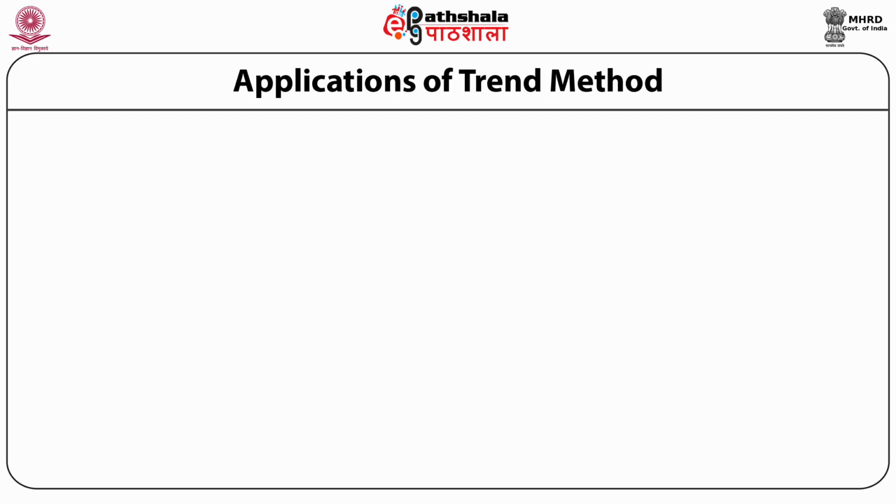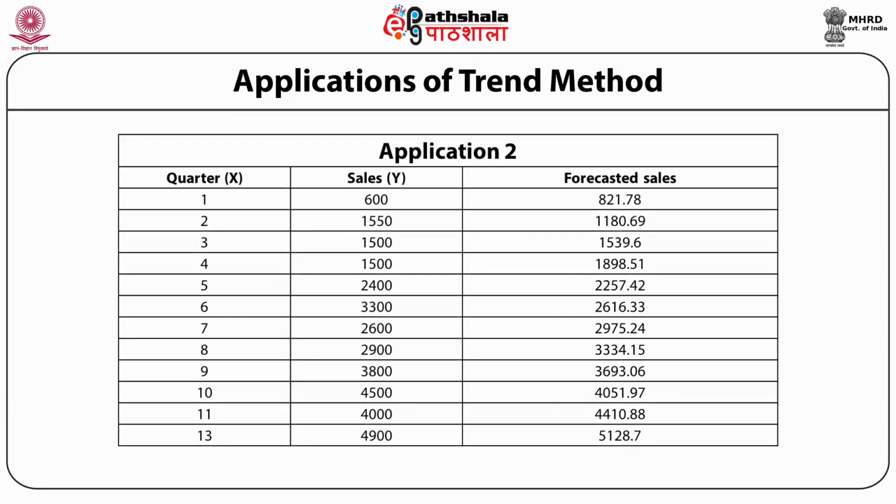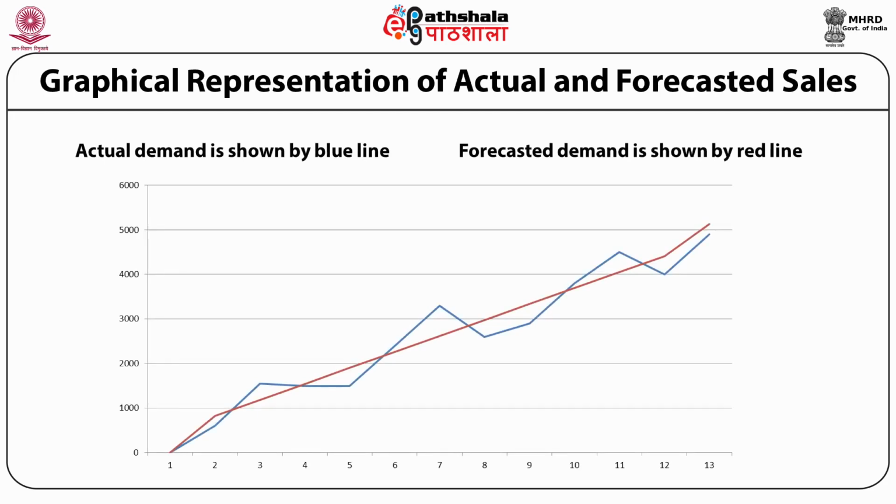The purpose of this slide is to illustrate application 2, which is the comparison of actual sales and forecasted sales. The comparison has been illustrated or explained in a graphical form. This graph indicates two lines. The blue line indicates the actual demand, whereas the red line indicates the forecasted demand. As can be seen from the graph, the forecasted demand is showing an increasing trend and has smoothened the data, thus implying that the forecasted demand can be estimated more accurately by using the trend method.